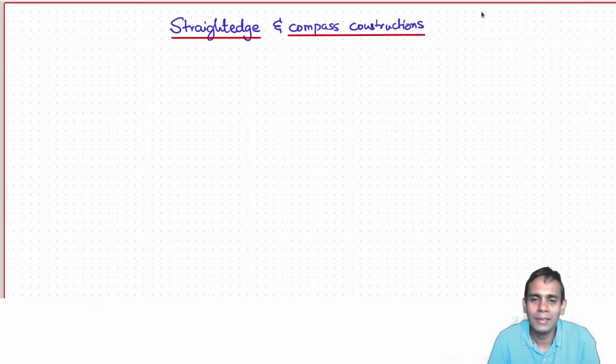A very interesting manifestation of field extensions comes from numbers that can be constructed using a straight edge and compass. You've seen these constructions in school. A straight edge is basically a ruler without any markings, and a compass is a device to draw circles given a center and a radius. Now, a straight edge and compass construction is a series of steps.